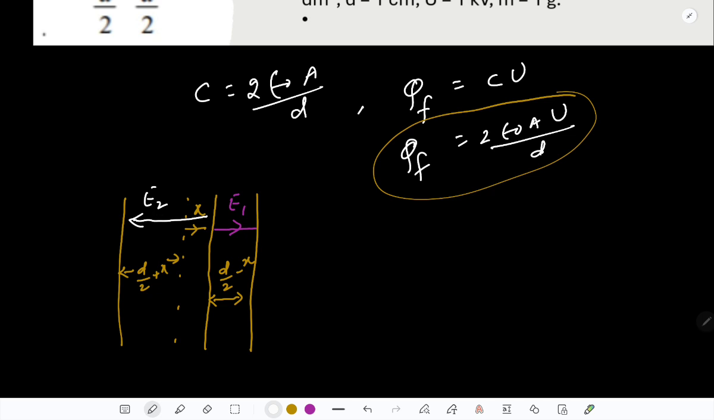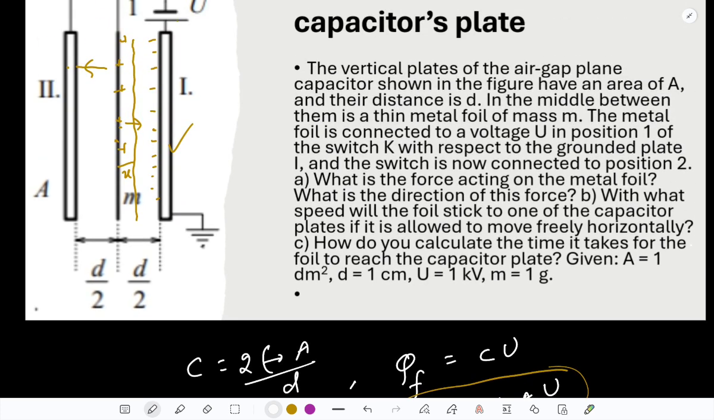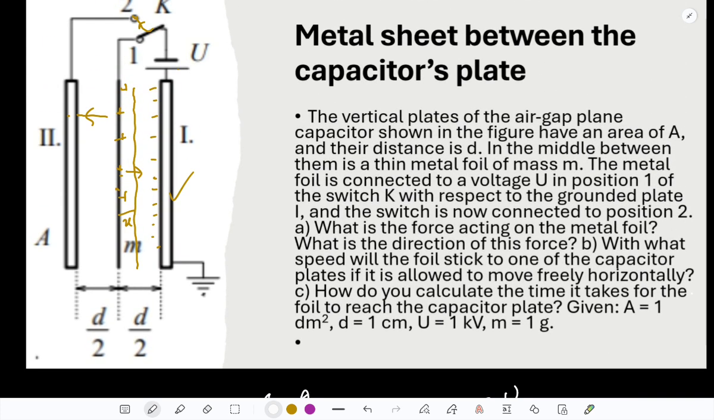And now we can write the voltage between the two plates, and I guess the voltage of, since the voltage source, I need to analyze the voltage source. This part of the voltage source has potential equal to 0.